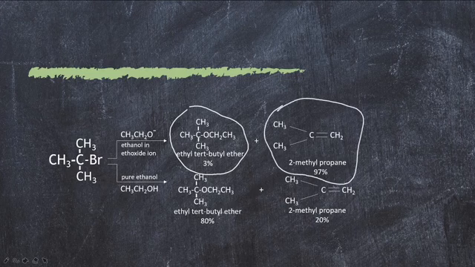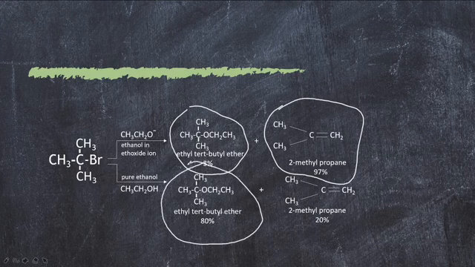But in the presence of pure ethanol, that is in the absence of ethoxide ion, the ethyl tert-butyl ether, the same product formed, will actually predominate with 80% compared to the 2-methylpropene, which will become less dominant with 20%. And that's just the examples I'm going to be talking about.